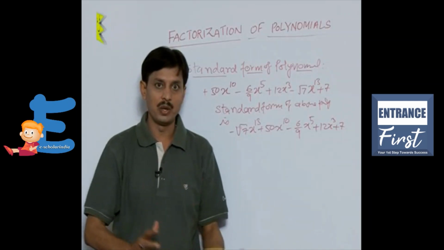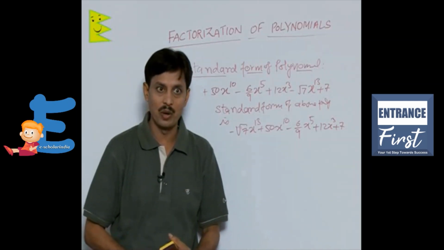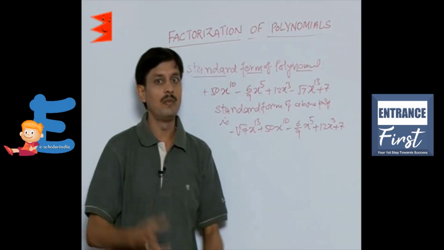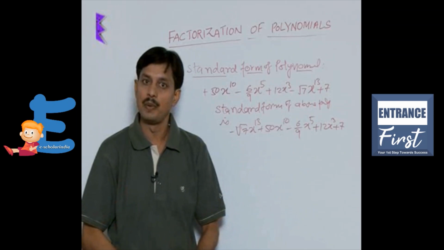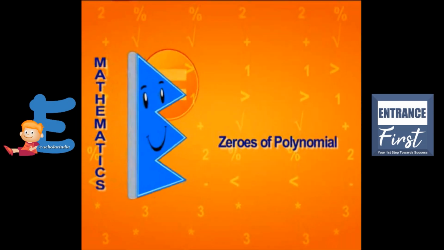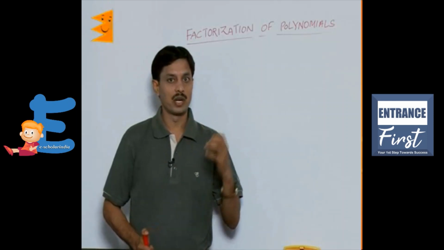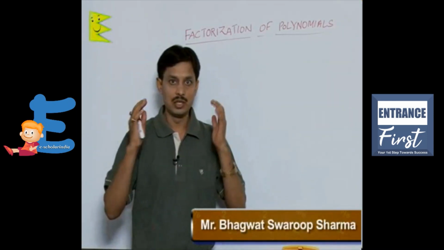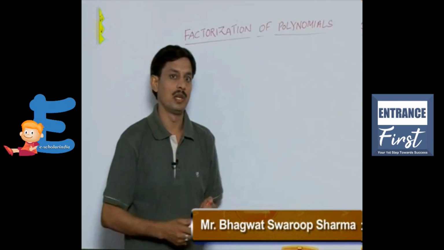Now I will explain what the zeros of a polynomial are, what the number of zeros of a polynomial is, what the remainder theorem and factor theorem are, and their applications. First, what is the meaning of the zeros of a polynomial?